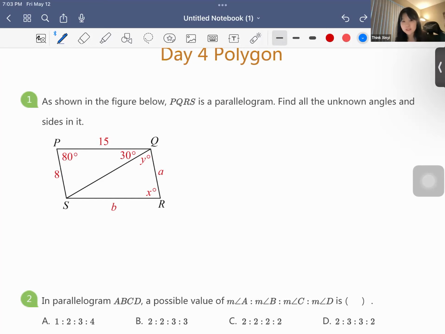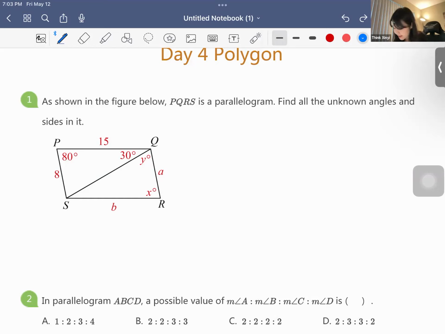Okay, and before that, let's have a quick recap. A parallelogram is a quadrilateral with both pairs of opposite sides parallel to each other. The basic property is that the opposite sides of the parallelogram are parallel and equal to each other, and the opposite angles are equal to each other. Another very important property of a parallelogram is that the diagonals bisect each other. Okay, and here we need to find all the unknown angles and sides.